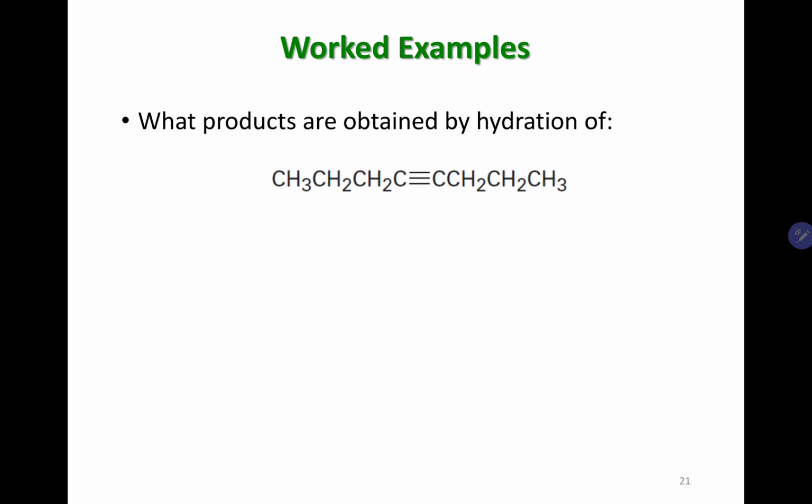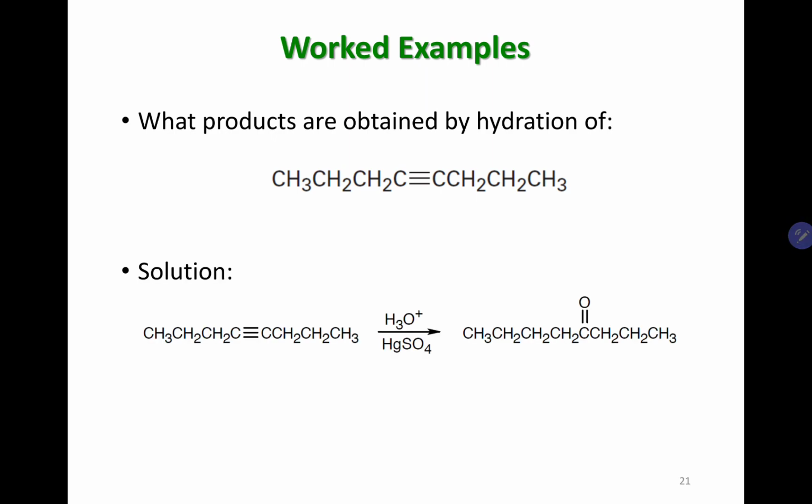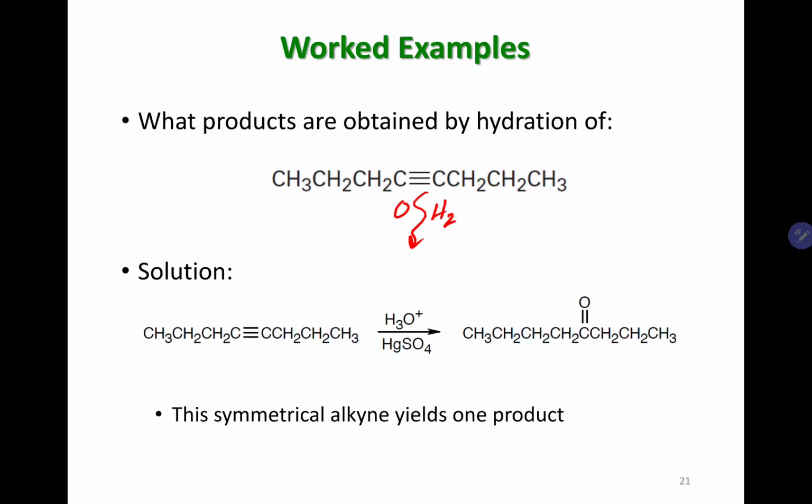All right, so in this worked example, what you have is an internal alkyne. If you have an internal alkyne, one carbon will get the oxygen and the other carbon will get the two hydrogens of your water molecule, and you will get your ketone. Very straightforward.